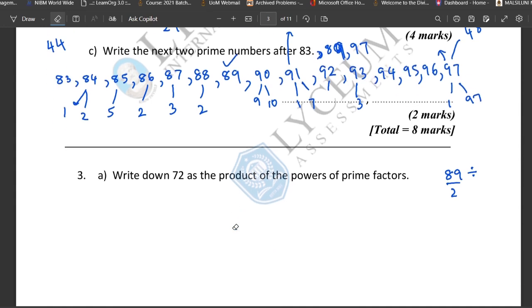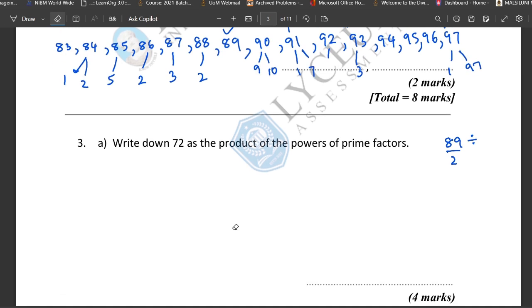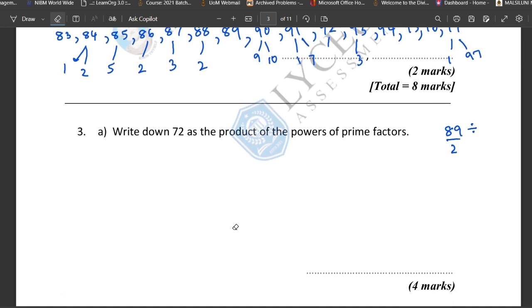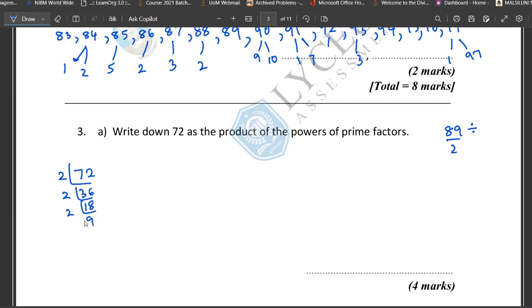Okay, then write down 72 as the product of the powers of prime factors. So what we have to do is divide by prime numbers. 36, 18, 9, 3. So 72 is equal to 2 to the power 3 times 3 to the power 2.